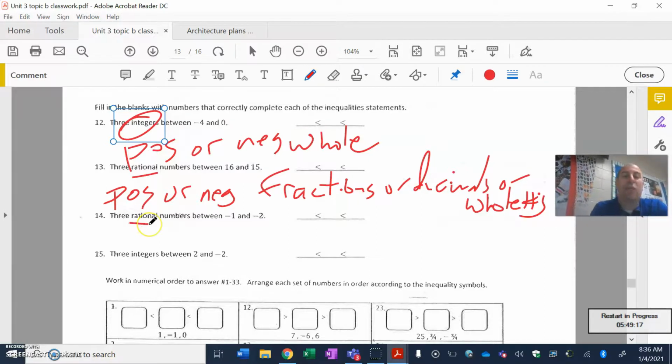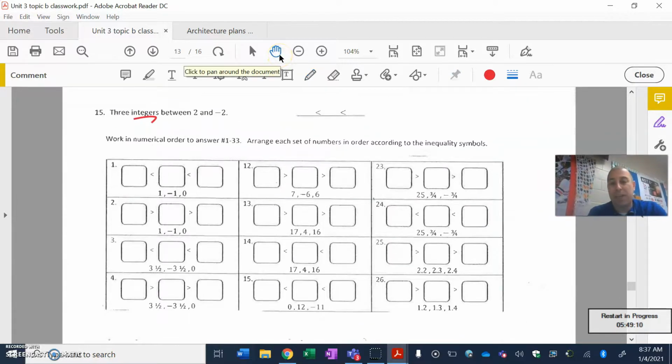Question 14, again, rational numbers. 15, integers. And then at the very bottom, you're just putting these in order using the symbols there. So we can see we have less thans, so we're going to be from least to greatest. In question 12, we've got greater than symbols, so we're going to be in order from greatest to least. So watch for those particular items. So get these answers checked when you finish with them. But that's it. Enjoy.